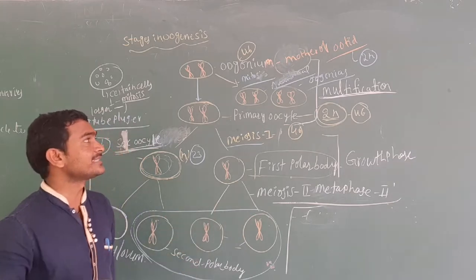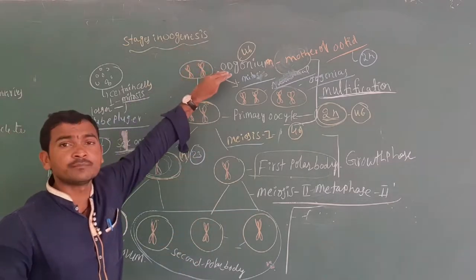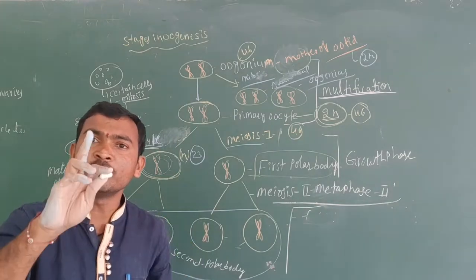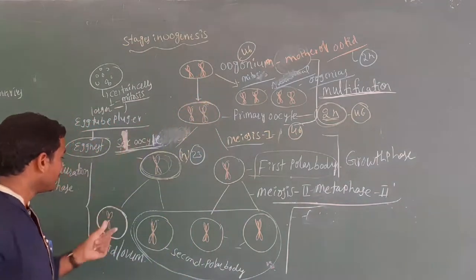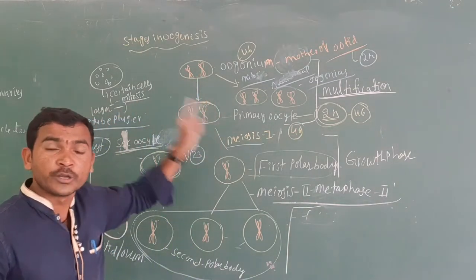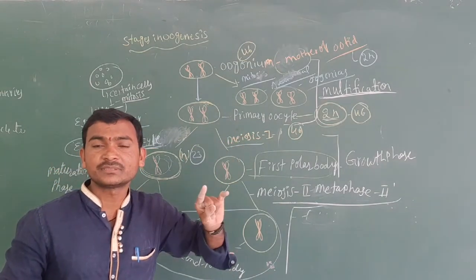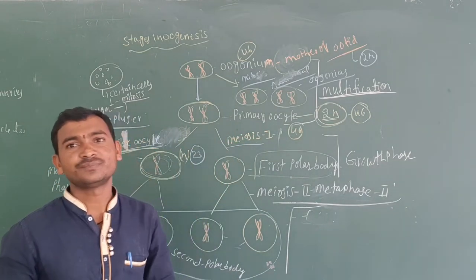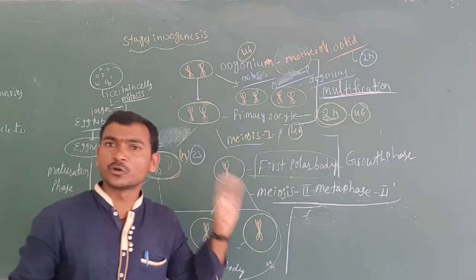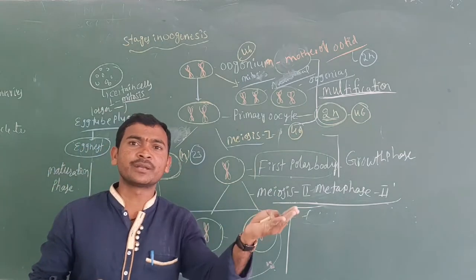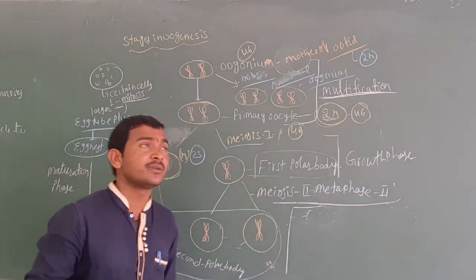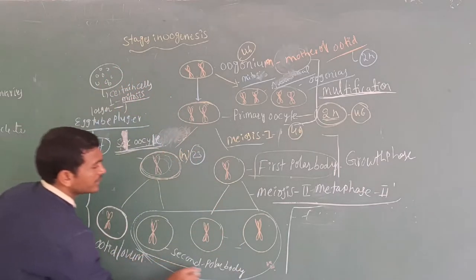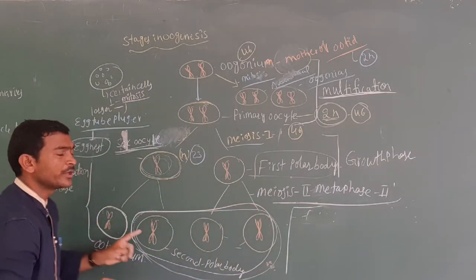Here is an entrance examination question: one oogonium produces how many ootids? Only one ootid. One spermatogonium produces how many sperms, or spermatozoa? Four. But in spermatogenesis, there is no polar body. Here, polar bodies are formed. From one oogonium, 3 polar bodies are formed.